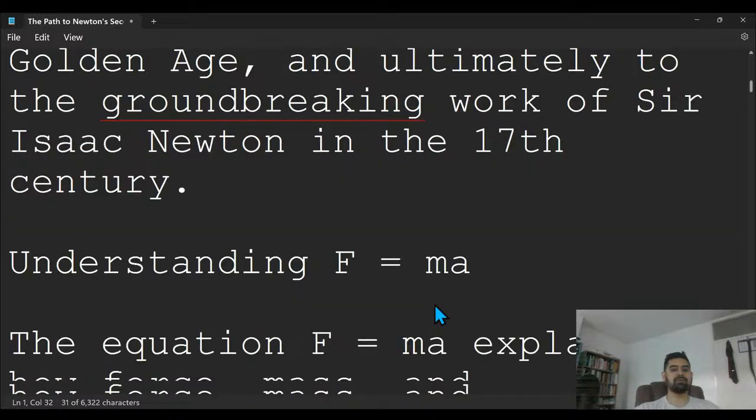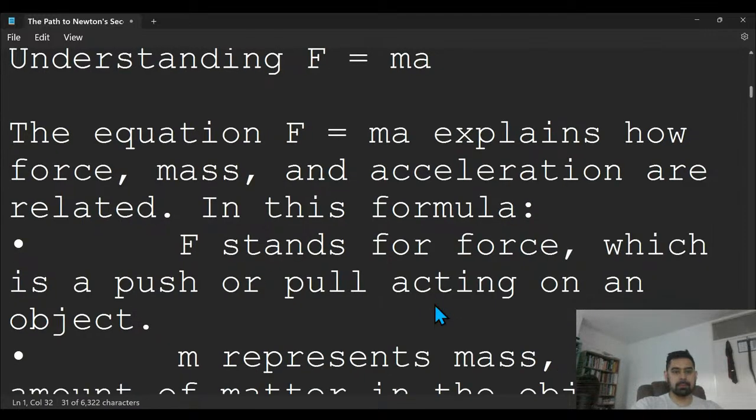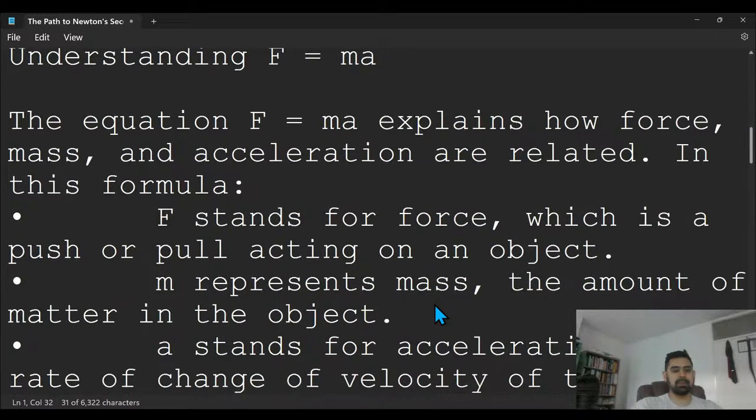Understanding F equals ma, force equals mass times acceleration. The equation, let's go here. Yeah, a bit better now.